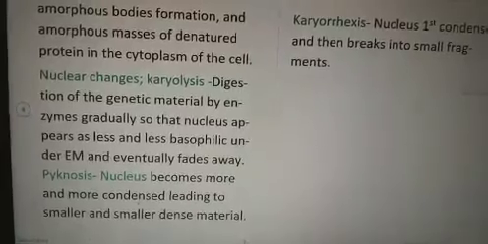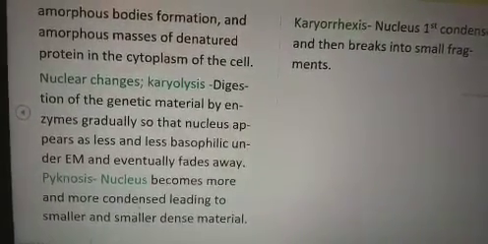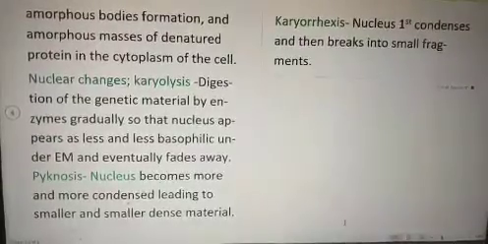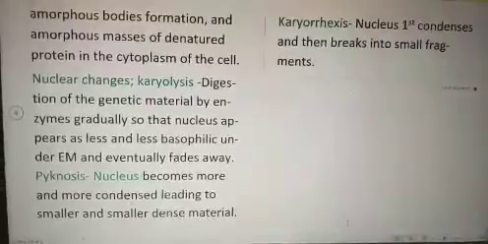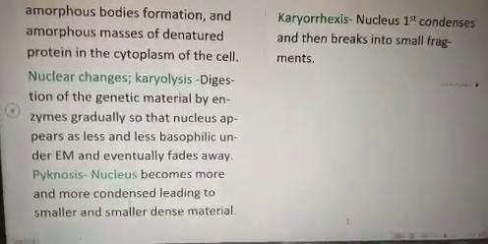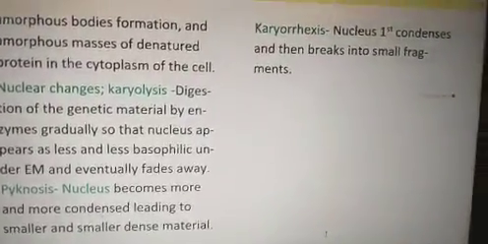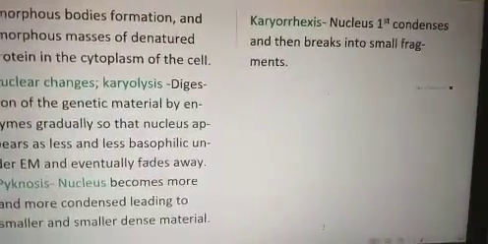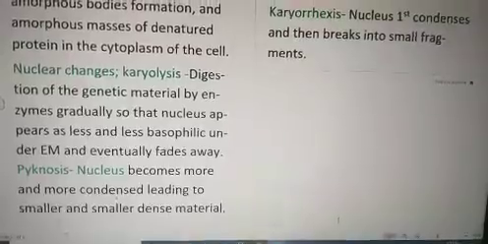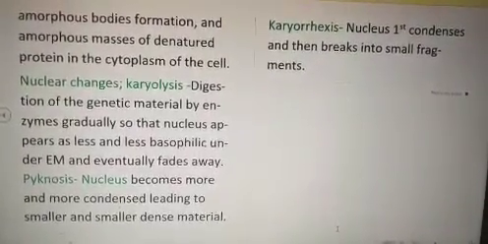In karyolysis, we see the nucleus appear less and less basophilic under the microscope. Eventually it fades. In pyknosis, the nucleus becomes more and more condensed, leading to smaller and smaller dense material, and eventually it will just disappear. In karyorrhexis, the nucleus first condenses and then breaks into small fragments. So all these are the changes that we see in the nucleus under electron microscopes.